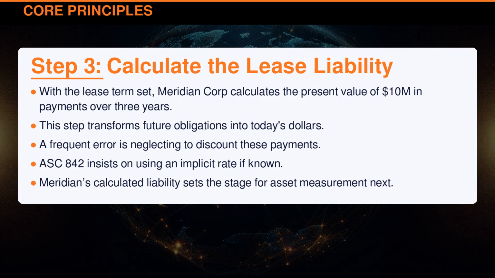With the lease term set, Meridian Corporation calculates the present value of $10 million in payments over 3 years. This step transforms future obligations into today's dollars. A frequent error is neglecting to discount these payments. ASC 842 insists on using an implicit rate if known. Meridian's calculated liability sets the stage for asset measurement next.